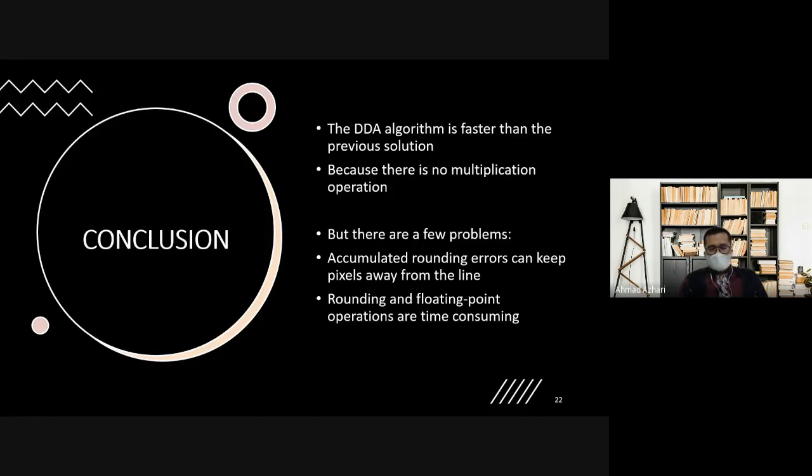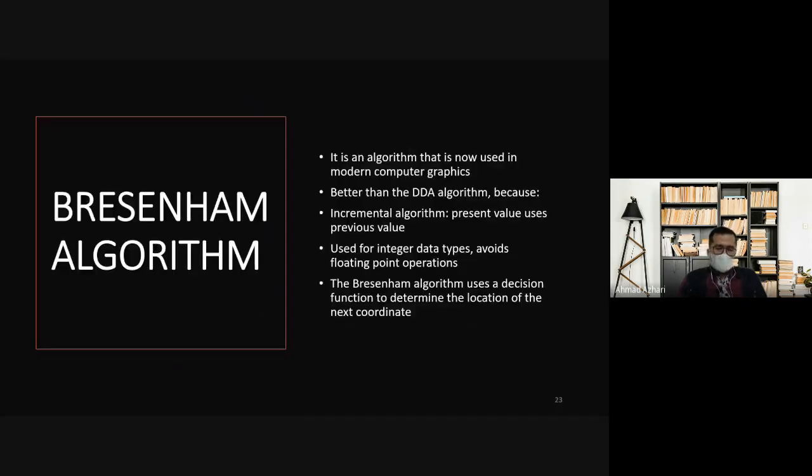Accumulated rounding errors can keep pixels away from the line. Rounding and floating point operations are time consuming. As you can see, the straight-line method is time consuming, or the duration is too long. So for other solutions, we can use a line algorithm. The next line algorithm is the Bresenham algorithm. It is an algorithm that is now used in modern computer graphics.